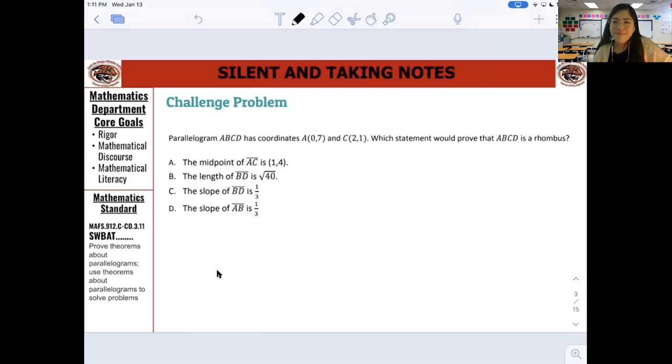Okay. Parallelogram ABCD has coordinates 0, 7 and 2, 1. Which statement would prove that ABCD is a rhombus? Okay. So we're given a little bit of information, not a lot. It's a word problem. I have coordinate points. What do I do right away? Draw our shape. Good. We know we're trying to see if it's a rhombus, so you might as well draw a rhombus and label it.